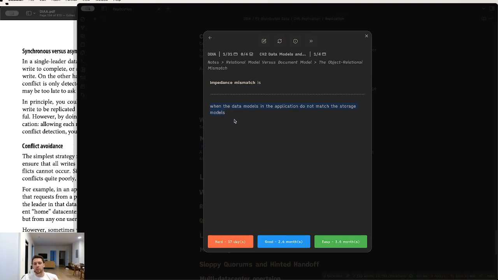When the data models and the application do not match the storage models, okay. Schema on write is what we usually think of like a relational database. It's predefined. It has defaults. Schema is explicit, and all the written data conforms to it. Okay, so that's good. Normalization and denormalization.